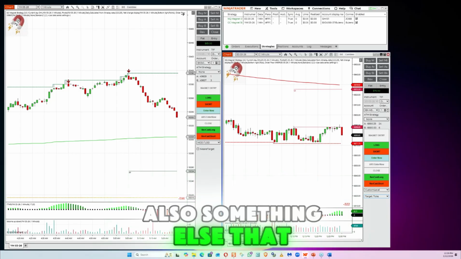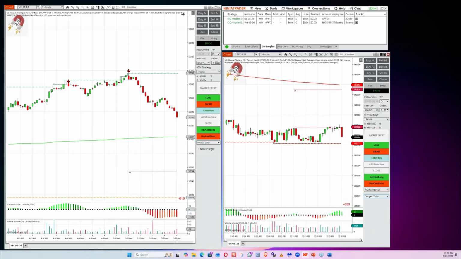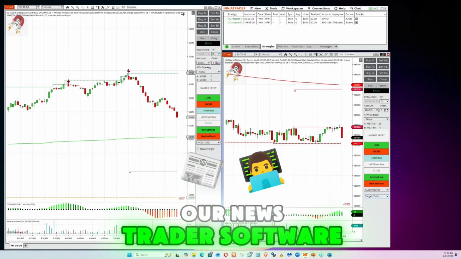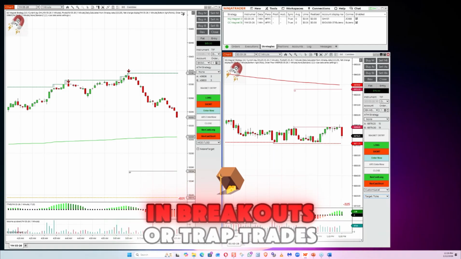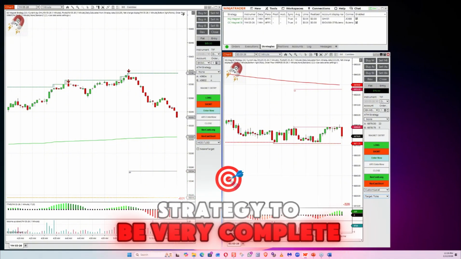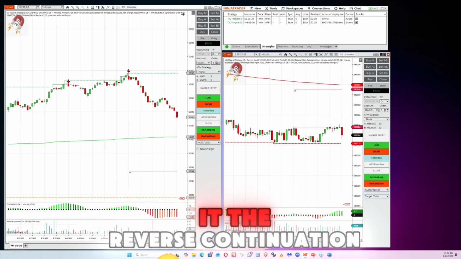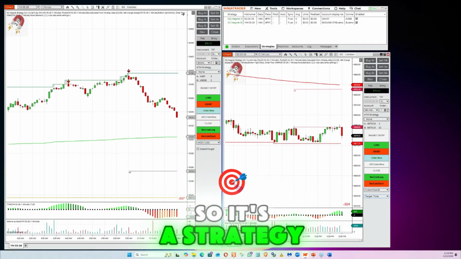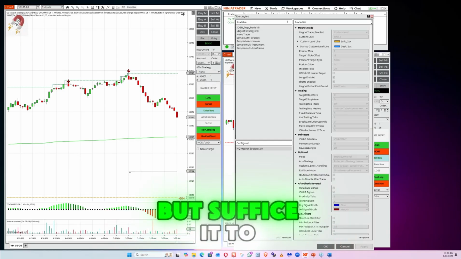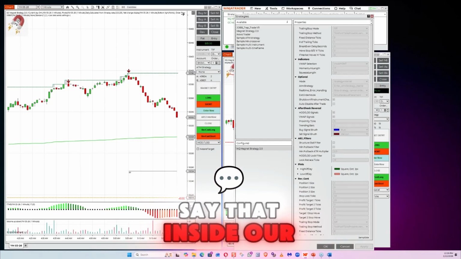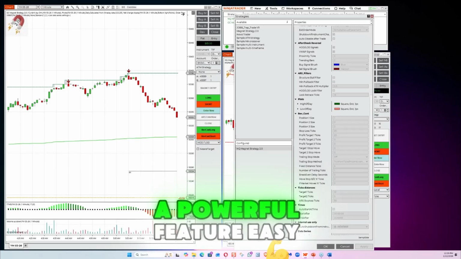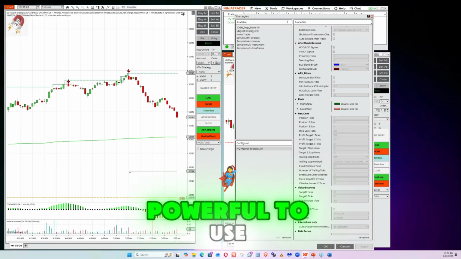Also, something else that we've added to the new version, because we didn't want to force people to buy our news trader software if you're not interested in breakouts or trap trades and you just want to be a magnet trader. We wanted the magnet strategy to be very complete, so we added to it the reverse continuation. So it's a strategy inside of a strategy. And again, I'm not going to get into it heavily right now, but suffice it to say that inside our magnet software, you now have the ability to program a very powerful feature. Easy to program, powerful to use.